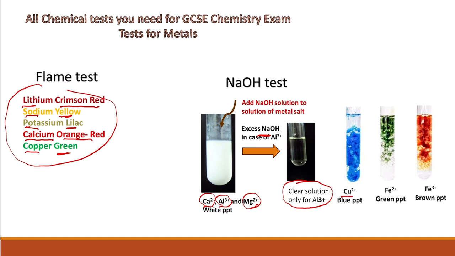Also, we have copper 2+ which will give you a blue precipitate with sodium hydroxide, iron 2+ will give you a green precipitate, and iron 3+ will give you a brown precipitate with sodium hydroxide.